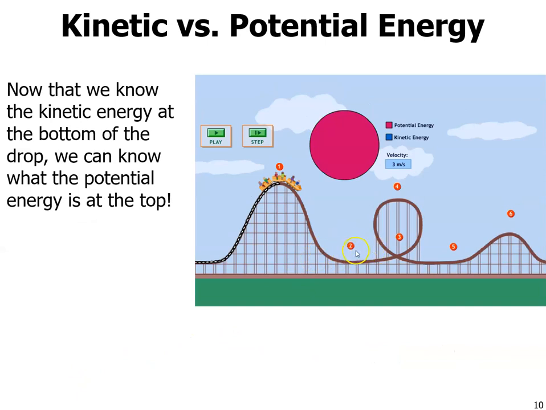So now that we know that we have 100,000 joules as our kinetic energy here, we can know what the potential energy was at the top, and the potential is 100,000 joules of energy, of potential energy at the top. So we can only figure that out based off of what we saw the kinetic energy being at the bottom.